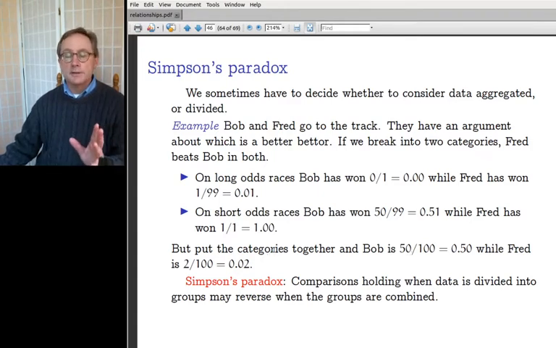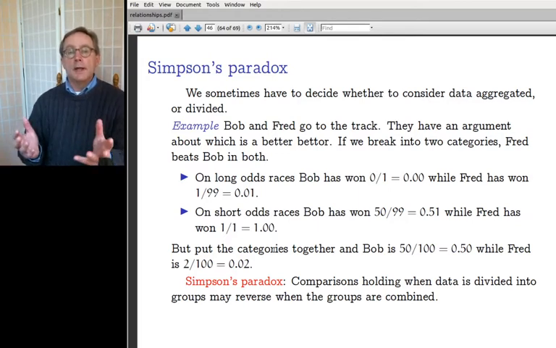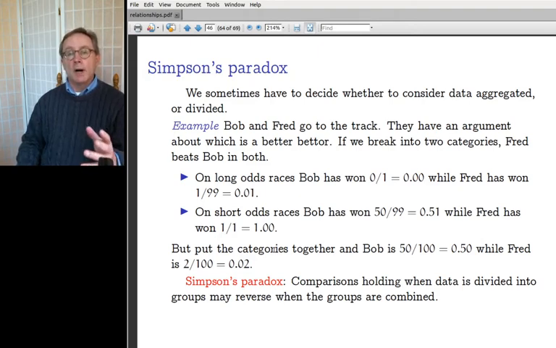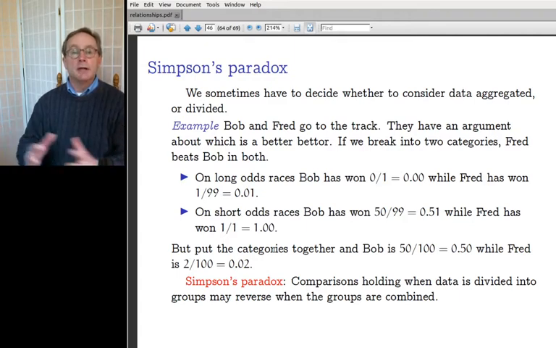So Simpson's paradox is that comparisons that hold when the data is divided into two, in this case into long and short odds, comparisons that hold when the data is divided into groups may reverse when you combine the groups. So you have to decide which is the right way to study the two, combined, that is aggregated, or disaggregated or split up. It seems clear that if Fred is better than Bob at both categories, then Fred has to be better than Bob when you put the categories together. But it's not so. I mean, look at the numbers. There's numbers. There's no sleight of hand here, whatever.